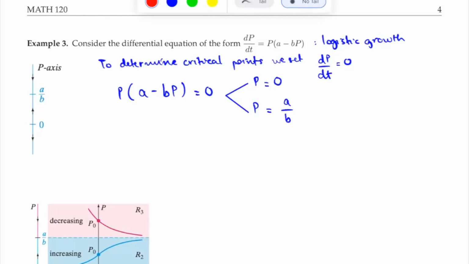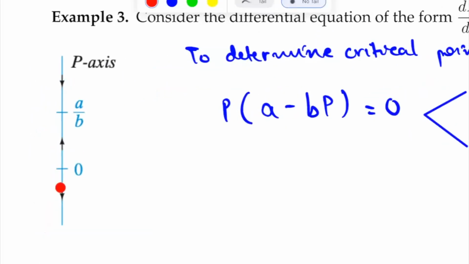You put this on the real line, or in this case, the P-axis, the axis of the population. This is the graph of the P-axis with two critical numbers, 0 and A over B. Obviously, A over B is a positive number. Now, when you see the graph, you see three little arrows. Those are the indicators of the behavior of the solution along the P-axis. Because when you put these two critical points on the P-axis, you break it into three intervals: from negative infinity to 0, from 0 to A over B, and from A over B to positive infinity. You follow that idea? All right, so we're going to analyze that.